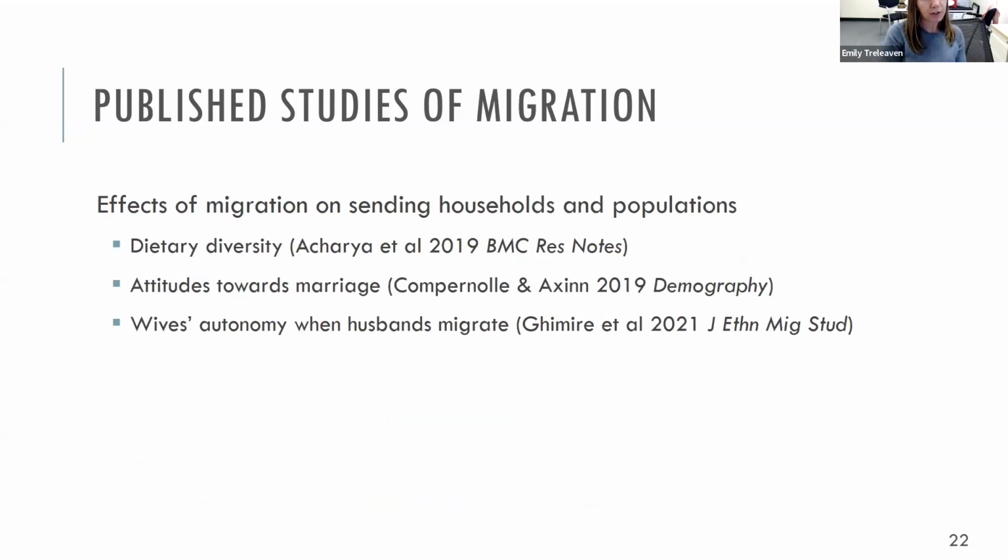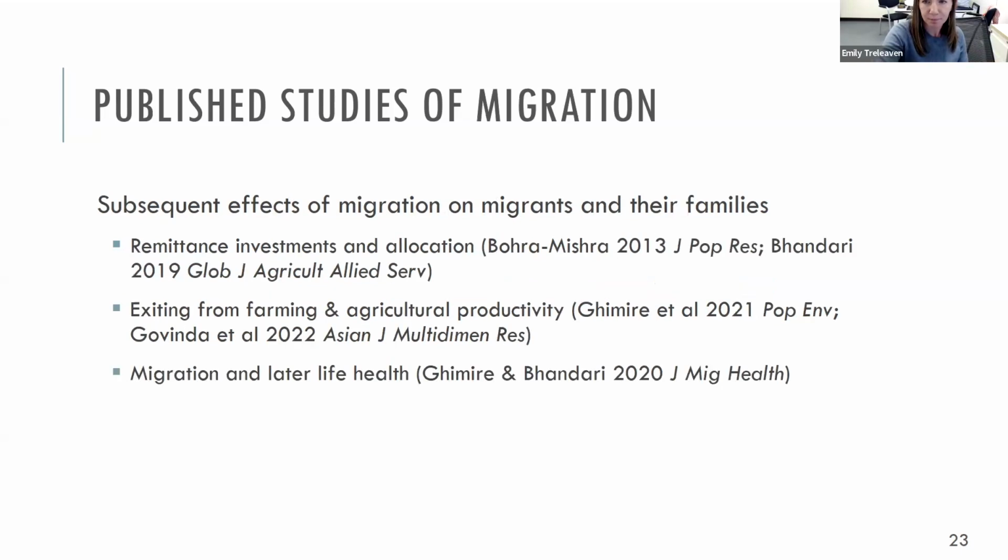And then other papers have looked at the effects of migration on those left behind in the household of origin. So the effects of migration on sending household family members and populations. Some of this work has included attitudes towards marriage, autonomy of wives when their husbands migrate, and dietary diversity among household members remaining in the households of origin. And we can do that because we have data on both migrants themselves and their family members remaining in Chitwan that can be easily linked to the migrant themselves.